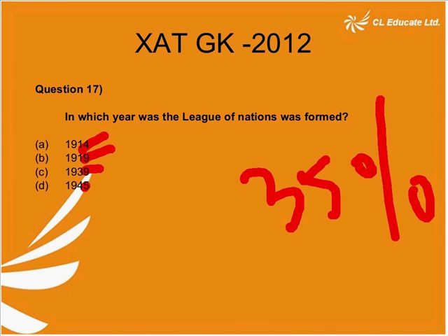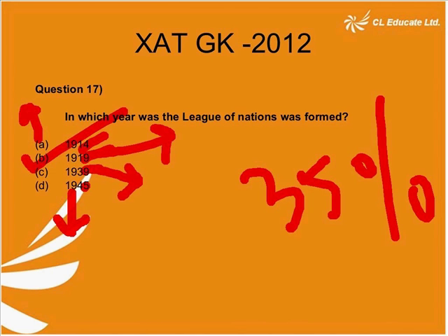After the end of World War I, the League of Nations was formed. 1914 is the year when World War I started. 1939 is the year when World War II started. 1945 is the year when World War II ended. And 1919 is the year when World War I ended. So all the options are related to the World Wars, and 1919 is the year when the League of Nations was established.